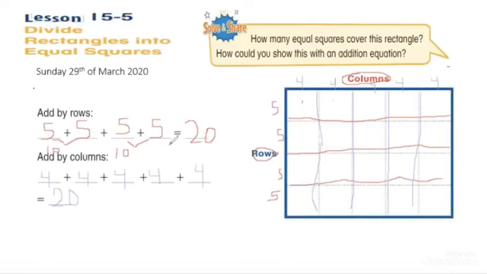How can I solve this? Add by columns. I will add these numbers. Look here, 4 plus 4 plus 4 in the whole blanks. Then I will get my answer. So in the rows, I write 5, 5, 5, 5 and put it here. In the columns, I write 4, 4, 4, 4 and put it here.